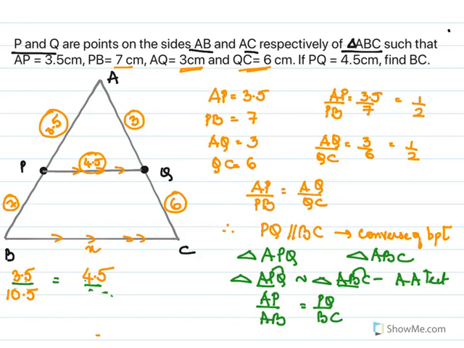And BC is X, which we need to find. So then you go ahead and find the BC. Cross multiply: 3.5x equal to 4.5 into 10.5. So your X will be 4.5 into 10.5 over 3.5.